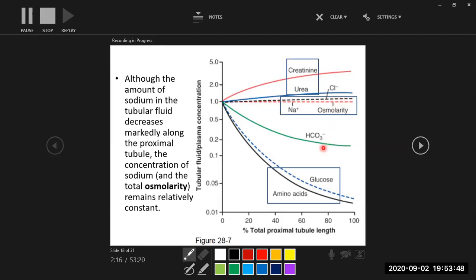This is 2/3, but this is 85%. So their concentration drop can be detected. Glucose and amino acid drop 100%. So their drop is way more. And we do absorb some urea, but that amount is less than the sodium. So we can see the concentration increase in the urine. Creatinine is the one that we don't reabsorb. So this one remains in the urine.